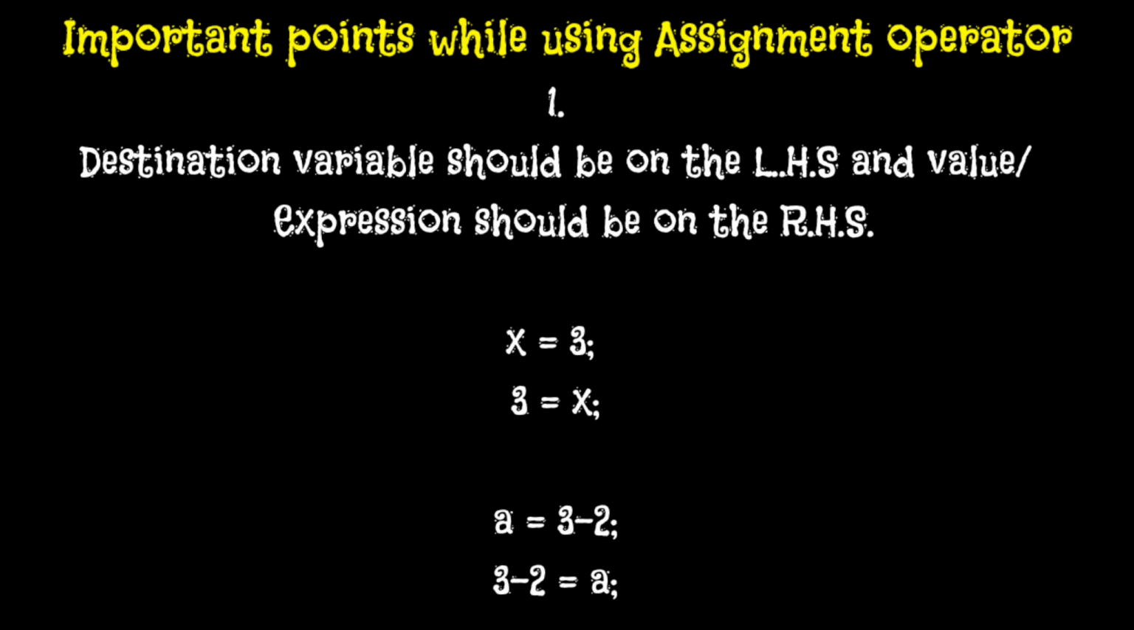Next we have some important points while using the assignment operator. First, the destination variable should be on the left hand side and the value or expression should be on the right hand side. See the example: two examples are correct and two are written wrong, so you have to see properly what should be on which side. In the first example, x = 3 is a correct statement. 3 = x is a wrong statement. a = 3 - 2 is a correct statement, but 3 - 2 = a is a wrong statement.